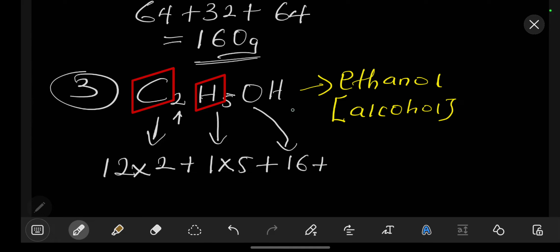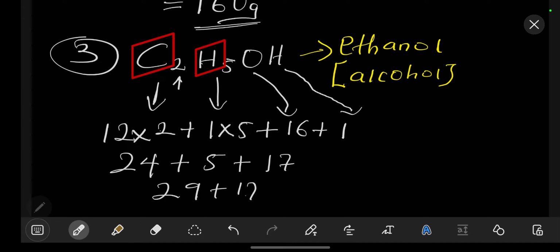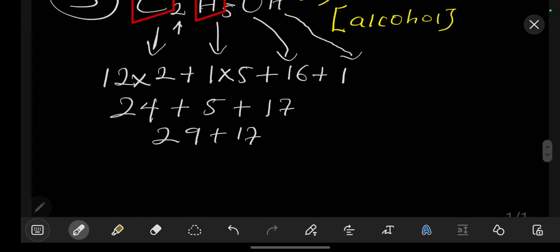Then we add that up again. Then we have hydrogen here, which has a mass number of 1. If we do this, 12 times 2 gives us 24, plus 1 times 5 gives us 5, plus 16 plus 1 gives us 17. So 24 plus 5 gives me 29, plus 17. What is 29 plus 17? Easy, you don't have to use a calculator. 29 plus 10 gives you 39. 39 plus 7 gives you 46. So this is 46 grams.